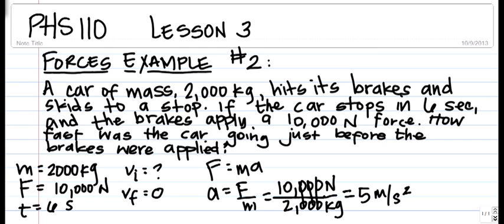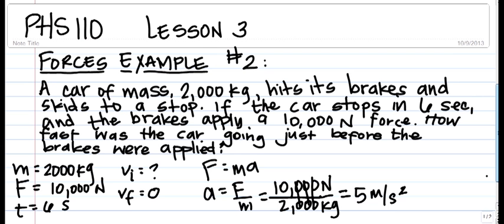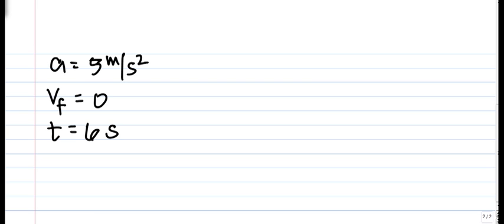Unfortunately, though, the problem's not asking us for acceleration. It's asking us for velocity. So I'm going to come down a little bit here to a blank part of the paper, and I'll go ahead and rewrite some things here. We have an acceleration of 5 meters per second squared. We have a final velocity of 0, a time period of 6 seconds, and we want to know how fast we were going initially.